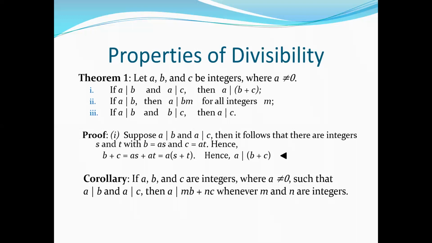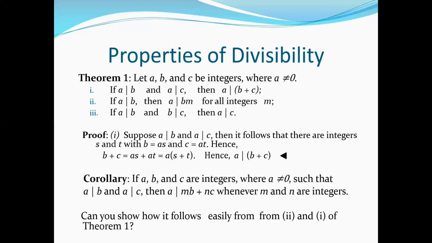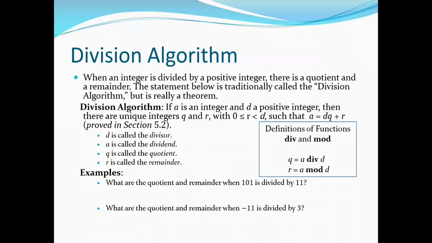So for your first assignment, prove that form 2 and form 3 are correct. Again, first assignment: prove that theorem number 1, form 2, and form 3 are correct. You could base your solution on my proof for form 1. Okay, now let's continue. Let's discuss the division algorithm.